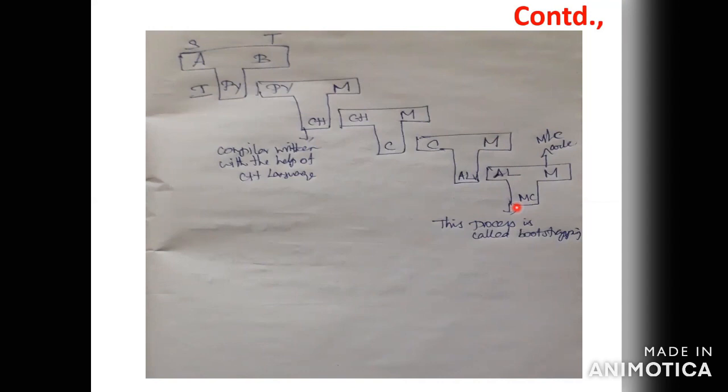So in the bootstrapping technique you have three parts, three languages: source language, target language, and implementation language. Source language is the language in which the compiler is meant to compile, that is, application programs. Target language is the machine code into which the source program is translated. Implementation language is the language in which the compiler is written.